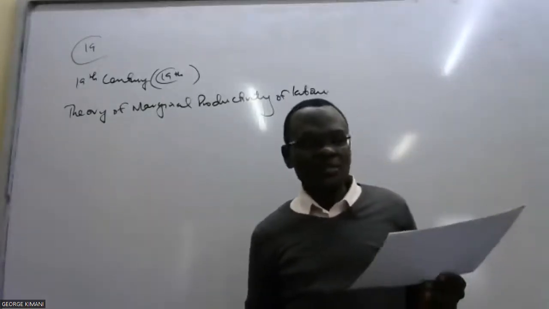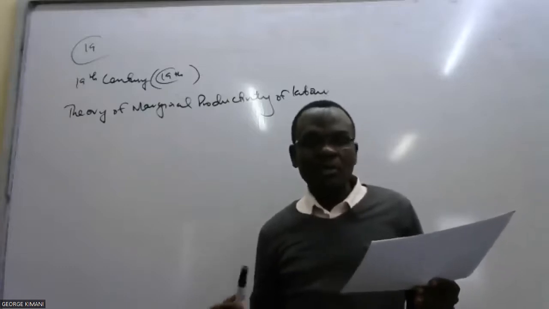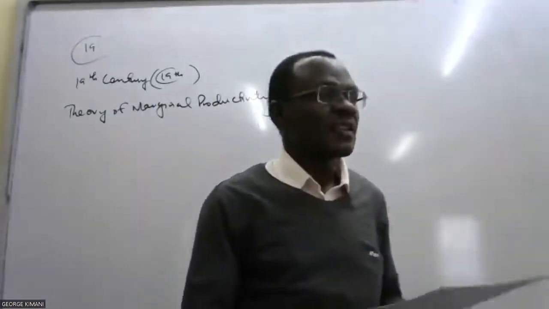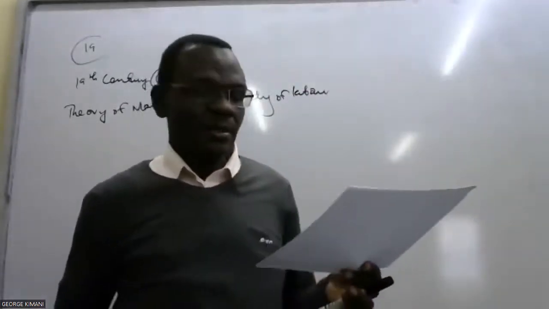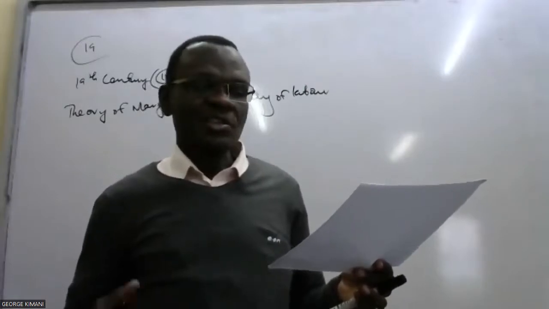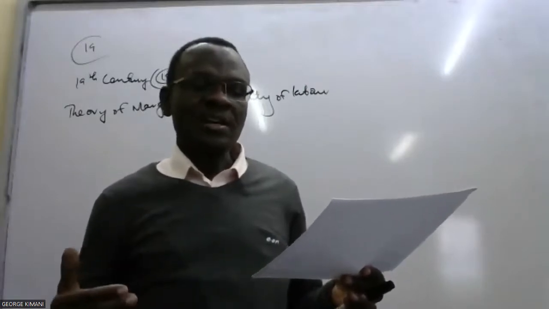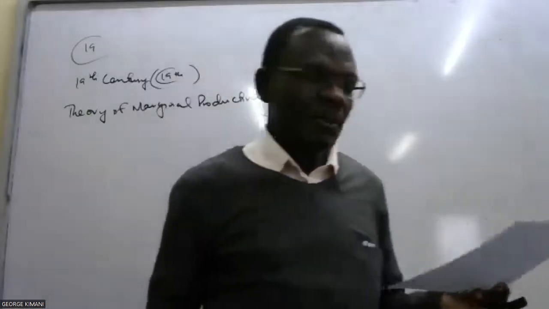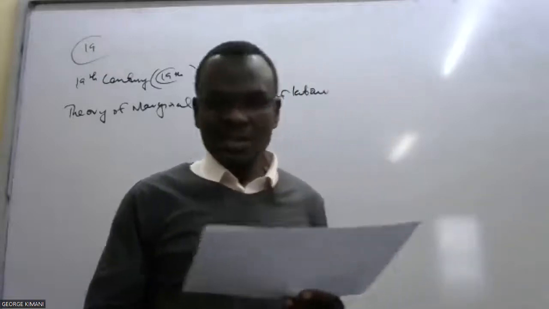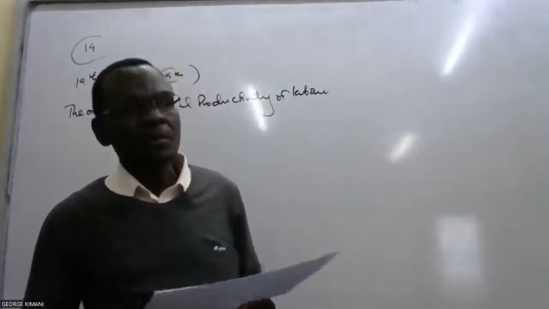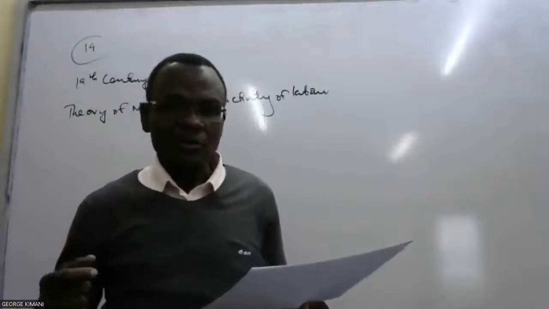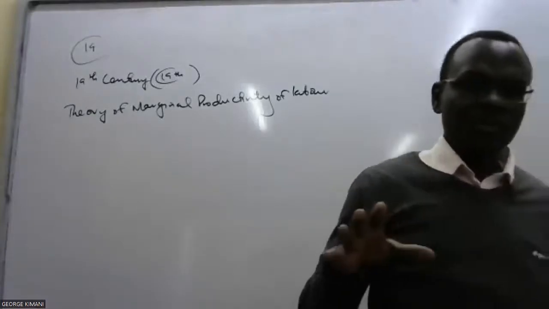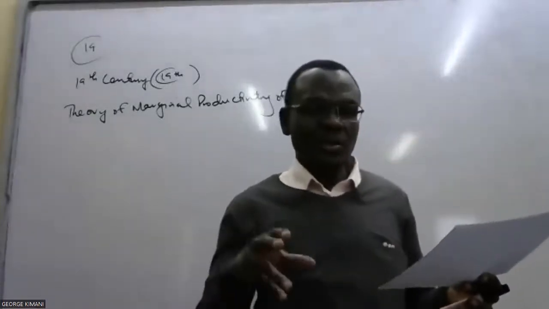Then we want to explain some concepts before we introduce this theory of marginal productivity. First, the concept of marginal product. Marginal product is the change in total output that occurs when one additional unit of a variable factor is added to the fixed factor, and the variable factor here is labor. So the marginal product will be the change in the total output as a result of an additional unit of labor.